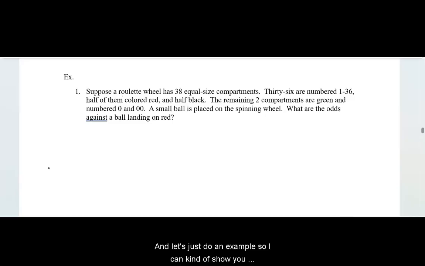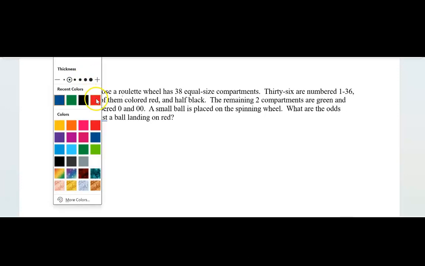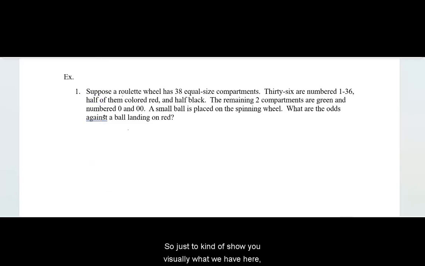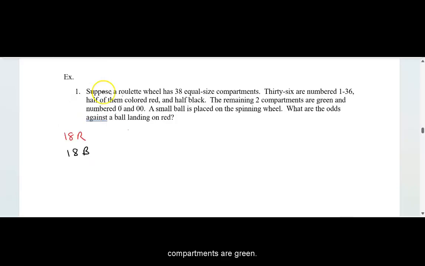And let's just do an example so I can show you what we're talking about here. Suppose you have a roulette wheel that has 38 equal sized compartments. 36 are numbered 1 through 36. Half of them are red, half of them are black. The remaining 2 compartments are green and numbered 0 and 00. So just to show you visually what we have here, 18 of those compartments are red. Oops, we're going to do black next. Okay, 18 are black. And then 2 compartments are green.